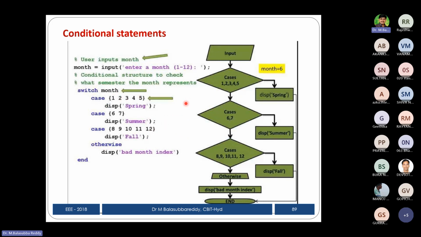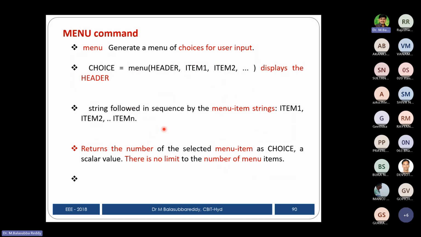This is the conditional switch month. Suppose I want to know the month number, whether it is summer or winter or something, you can give the number and it will display for that switch case. If you give the month number, it will go with respect to the number and display whether it is spring or fall or summer. If you give wrong details, maybe 13 or something else, it will show a bad index.